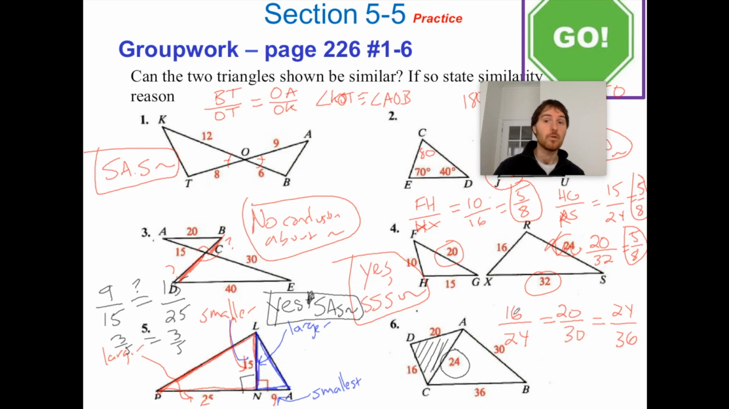16 over 24, well, they're both divisible by 8. That's going to be a 2 to 3 ratio. 20 over 30, okay, those are both divisible by 10. That's a 2 to 3 ratio. 24 over 36, they're both divisible by 12. Yes, 2 to 3 ratio. So here, all side lengths are in proportion. So yes, by SSS similarity.